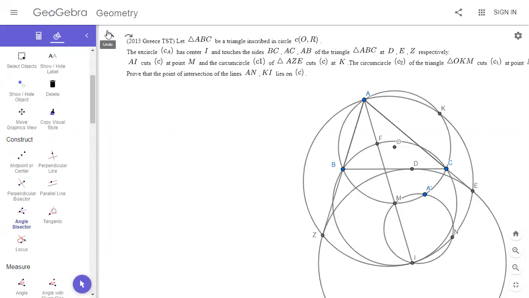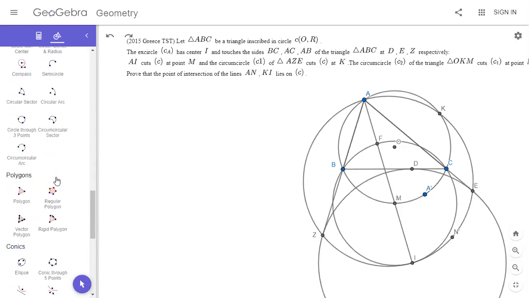Okay, so let me go back a few steps. So let A prime be a diameter of C.